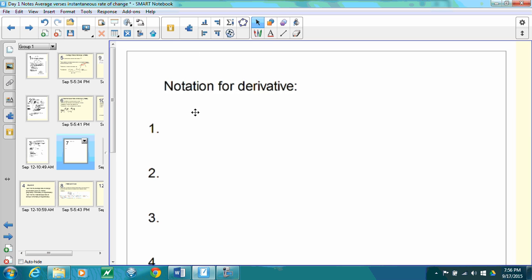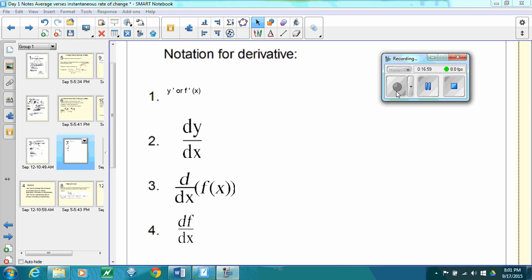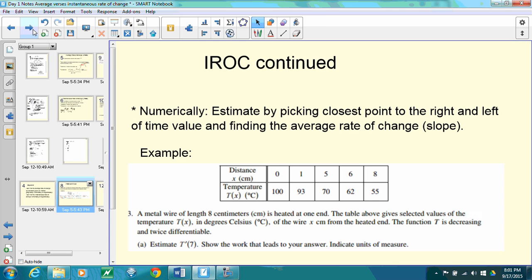So there's 4 notations for derivatives, and I'll write them in. Okay, so here are the 4 notations for derivative. The last one is rarely used, but the other ones are used pretty often. So please copy those down, and then we're going to move to the next page.